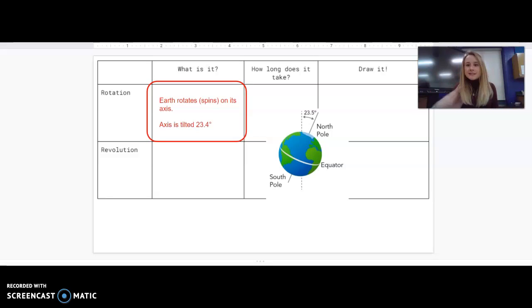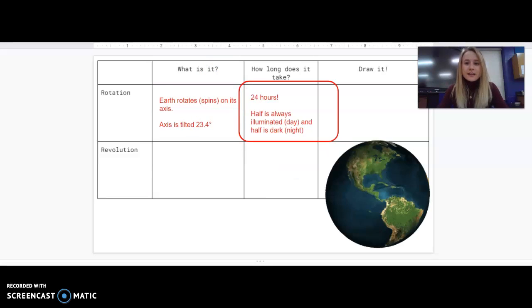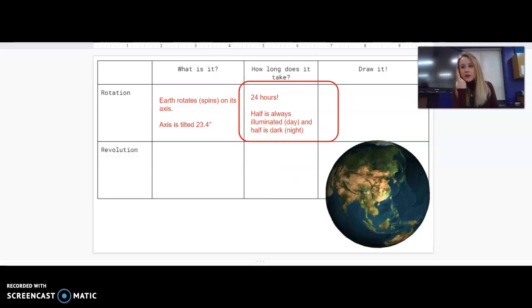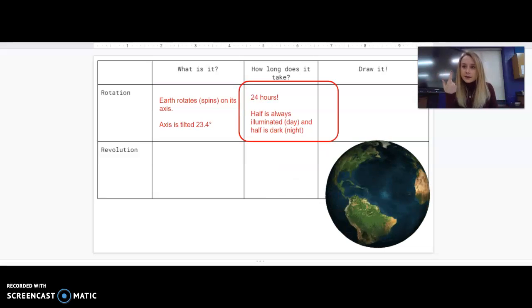Now, Earth's axis is tilted about 23.5 degrees or 23.4, depending on where you look. This tilt does change because Earth kind of wobbles a little bit, so you may see both of these numbers. And it takes 24 hours for Earth to rotate one time.